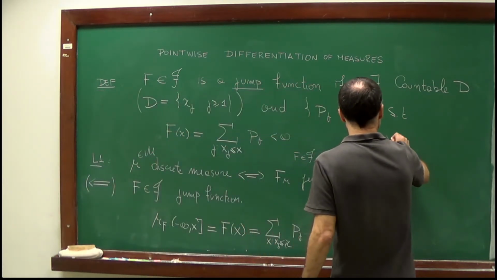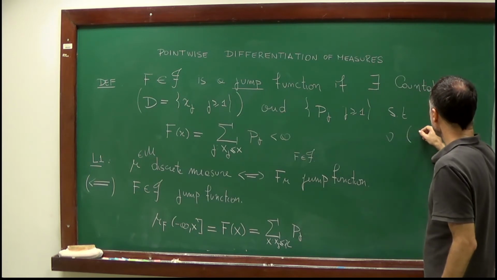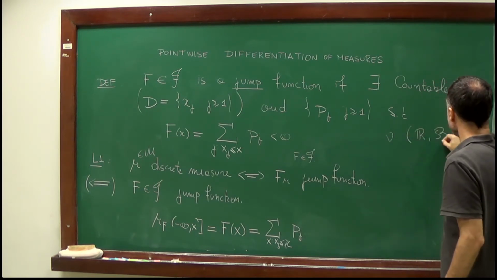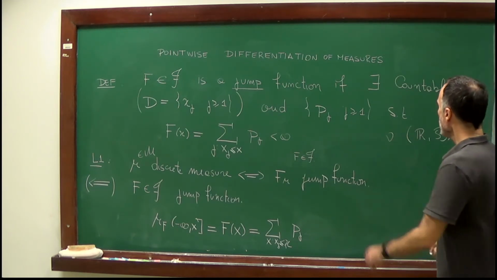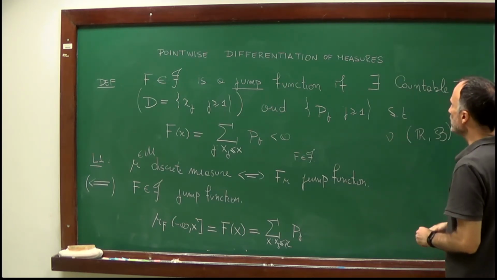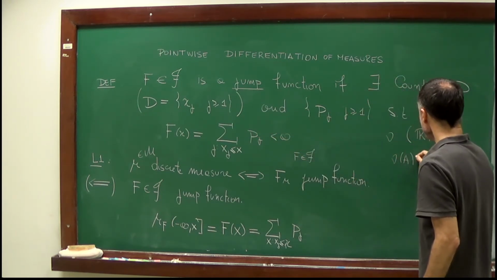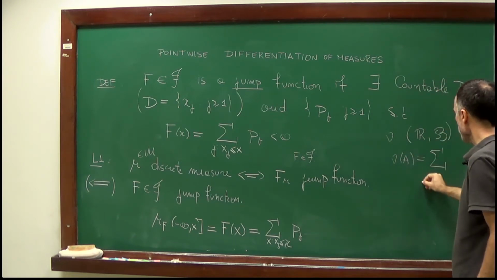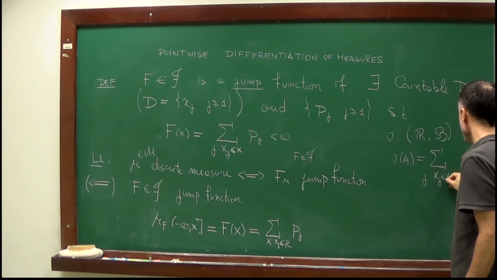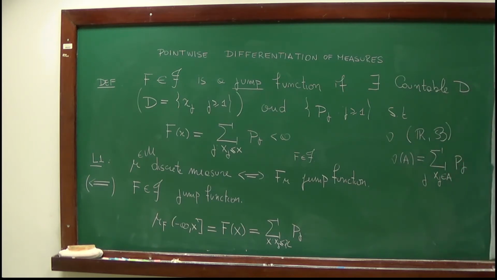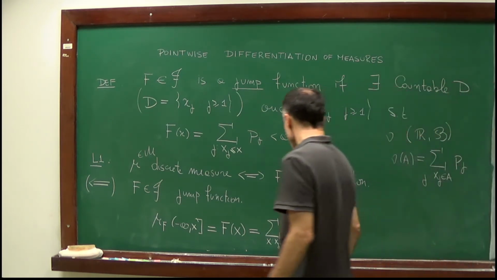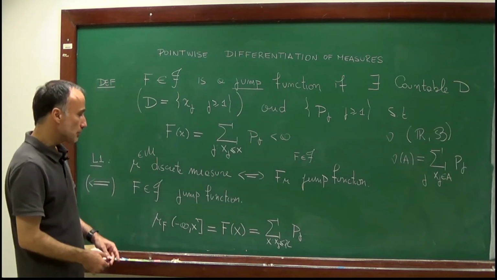Let me introduce a measure nu on R with the Borel sigma algebra. And what is nu? Well, nu is the discrete measure associated to D and p_j. So nu of A is the sum for all j such that x_j belongs to A of p_j. So we know that nu belongs to M, and this formula defines a measure on the Borel sigma algebra.